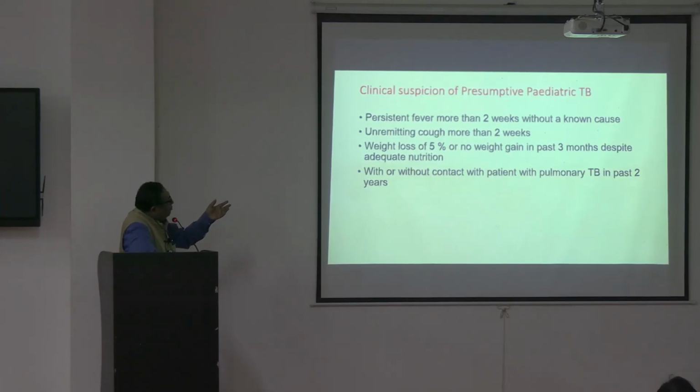The persistent fever without known cause, unremitting cough for 2 weeks, weight loss or not gaining weight for 3 months with good diet, with or without contact with a patient with pulmonary TB in the past 2 years.